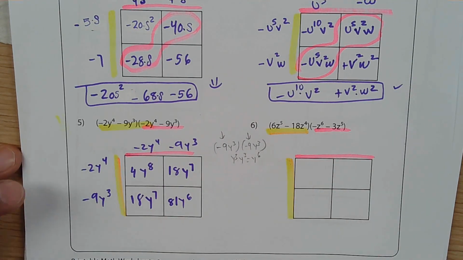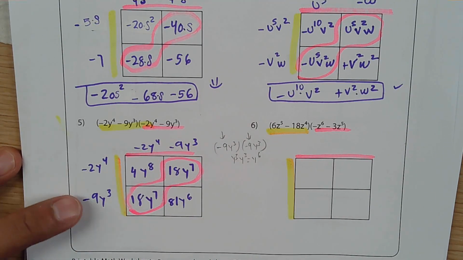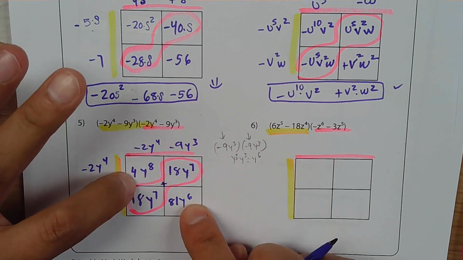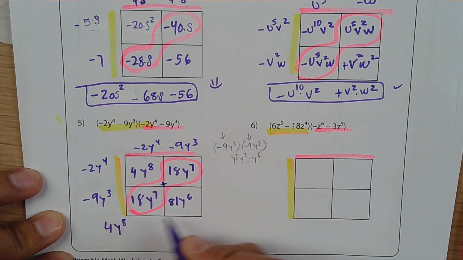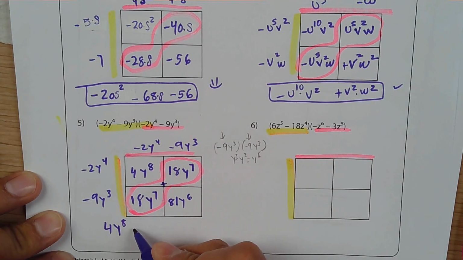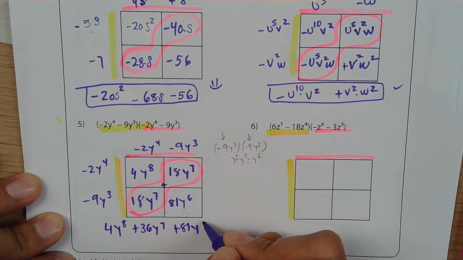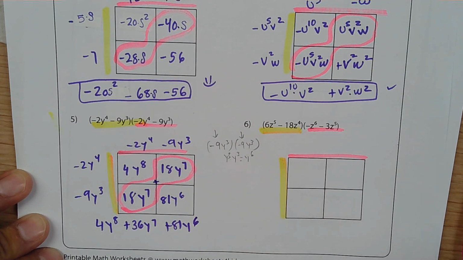And now we combine like terms. Looks like we have 18y to the 7 plus 18y to the 7. So we're just going to rewrite this 4y to the 8, and combine the middle. 18 plus 18 is 36y to the 7 plus 81y to the 6. We are one step away from the answer for this one.